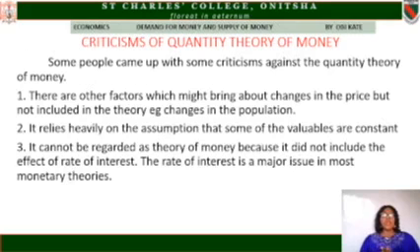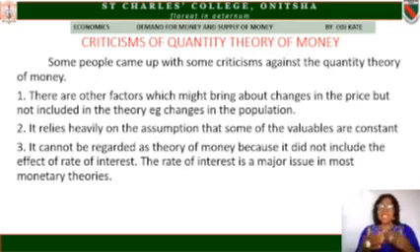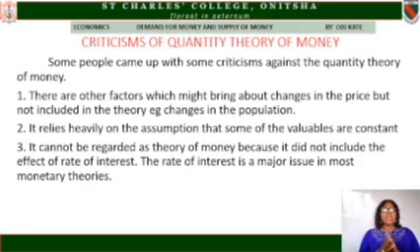Criticisms of quantity theory of money. Some economists criticized the theory put up by Professor Fisher. Number one is that they were of the opinion that there are other factors which might bring about changes in the price, but are not included in the theory. An example is changes in population. You know that population can increase or decrease. Increase in population brings about increase in price. Decrease in population brings about decrease in price.